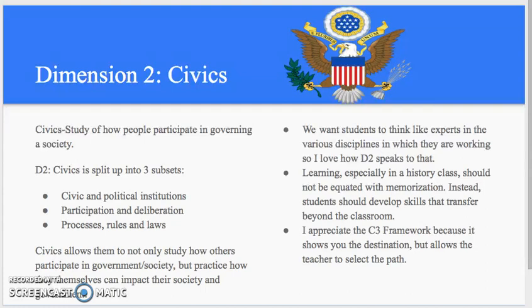And then the final one was the processes, rules, and laws. And that one focuses on governments and how they run, the inner workings of a government and how it creates a society. And students want to think like experts in their field, so they should be able to know how all those processes, rules, and laws work within a government.